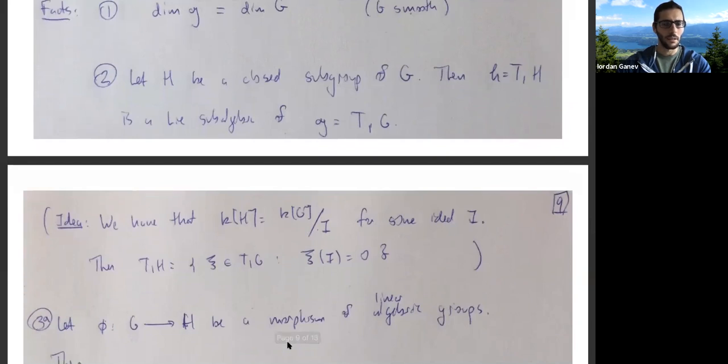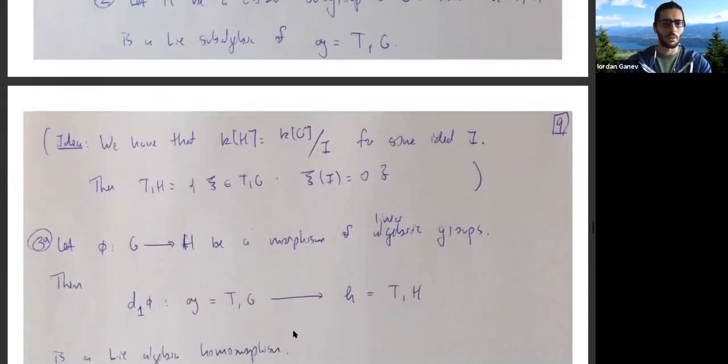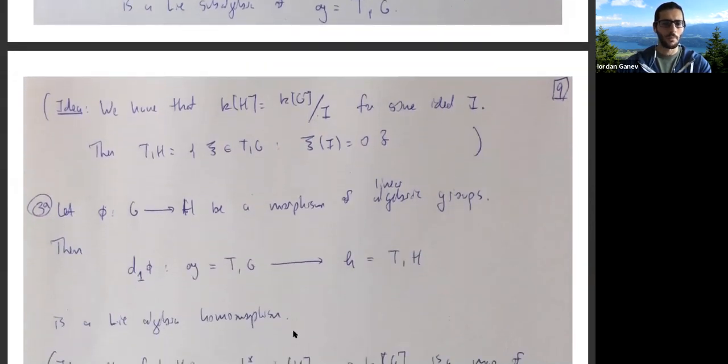Fact 3a is the following. If we have a morphism of linear algebraic groups, then in particular, the morphism takes the identity to the identity. And so we have the differential of this morphism that goes from the tangent space at the identity of G to the tangent space at the identity of H. And this map that we get is a Lie algebra homomorphism. So this is in fact pretty nice to show.